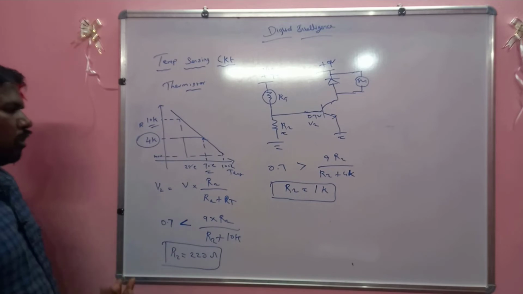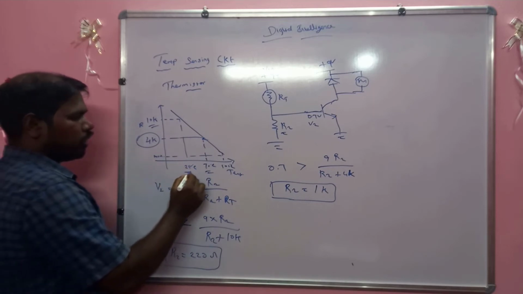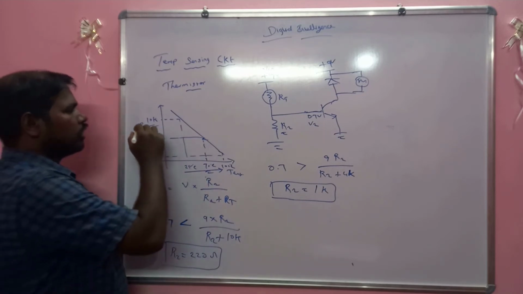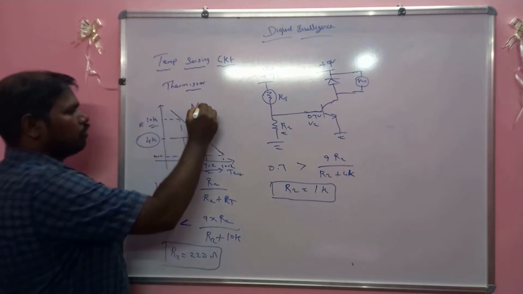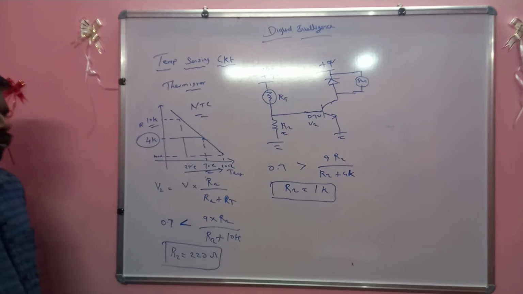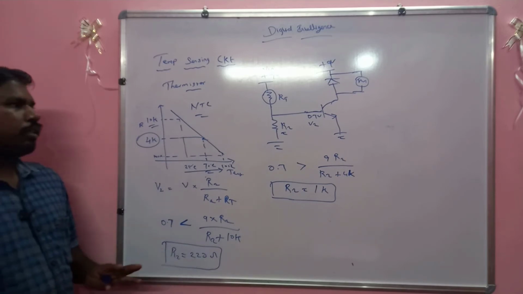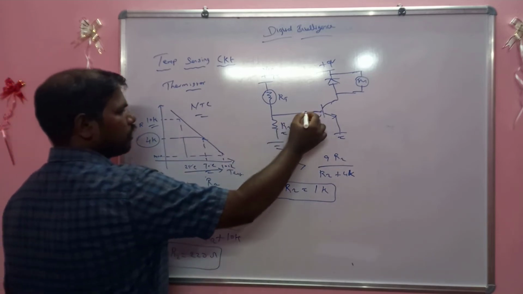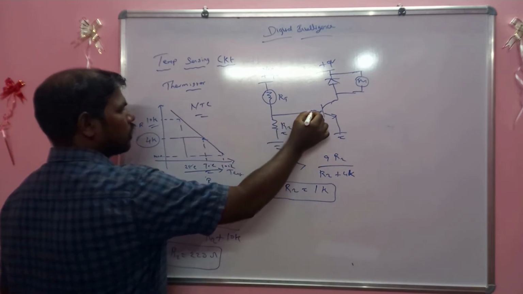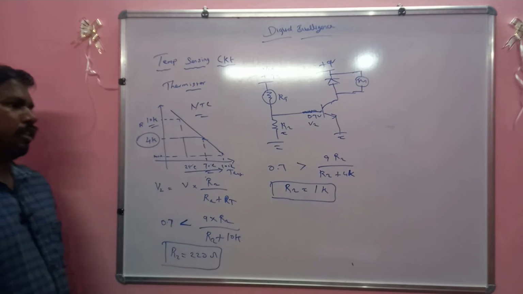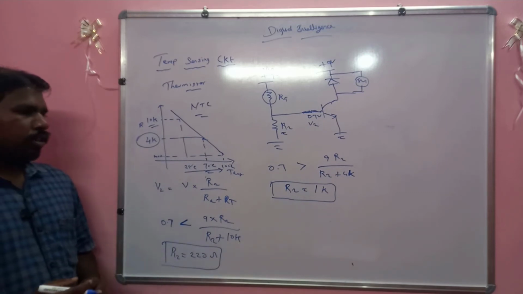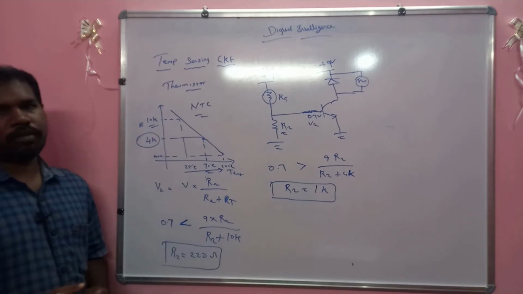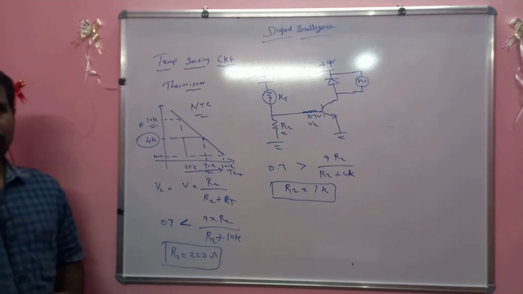It is easy to design for whatever temperature range, because you just need the data sheet of this NTC thermistor. This is the simple circuit. In real time, for safety purposes, they may use a low resistance in the base side. Next we will see the real-time working principle. Okay, thank you for watching.